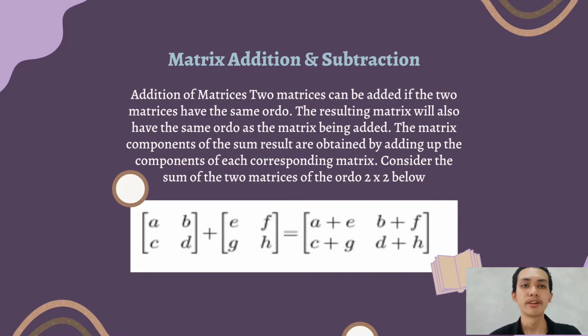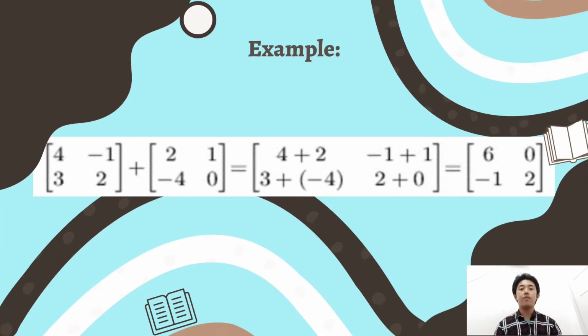In the addition of the matrices above, each matrix being added is of order 2x2, and the result of the sum is also of order 2x2, the same as the order of the matrices being added. The row 1, column 1 component is obtained by adding the row 1, column 1 component in the first matrix, namely A, and the row 1, column 1 component in the second matrix, namely E, and so on. Now for an example of adding 2x2 matrices.